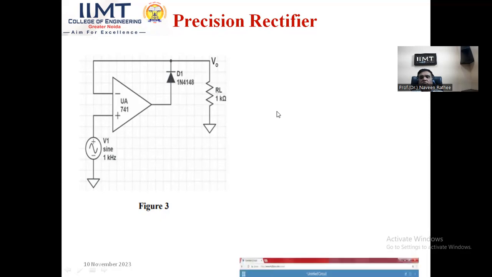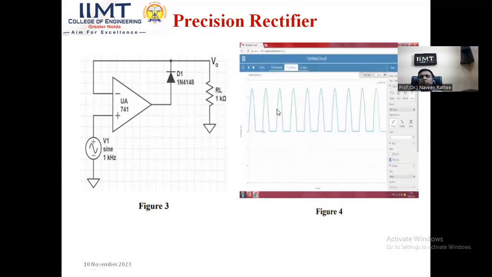So this is the waveform obtained using the Multisim software for simulation purpose. You can see from 0, this blue color, 0 to 2.5 volts during the positive half cycle, we are getting the output. This means the same replica of the input. During the negative half cycle, we are not getting output because the diode is open circuit. So the output is equal to 0. So this is the half wave rectification using the operational amplifier.